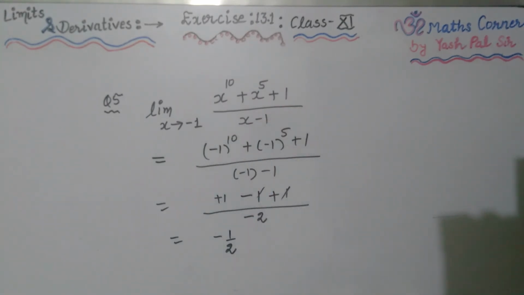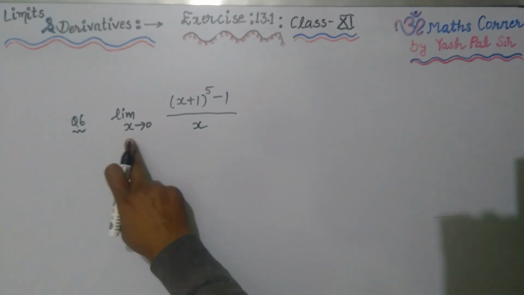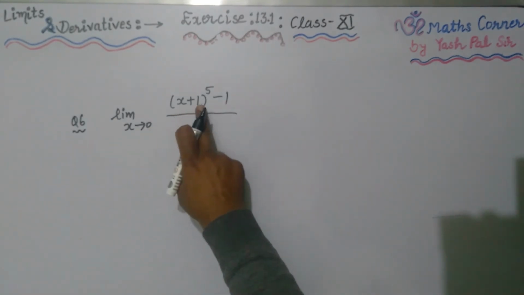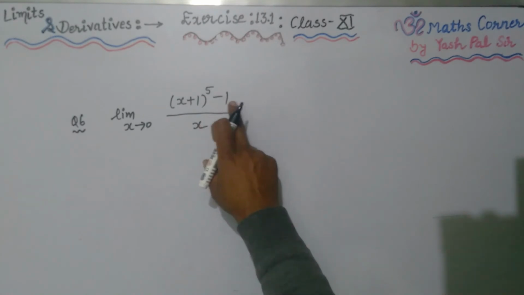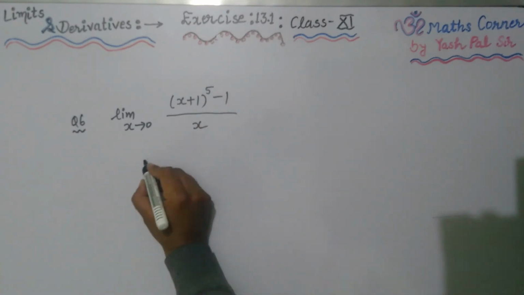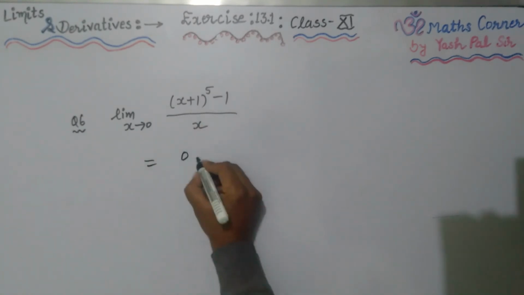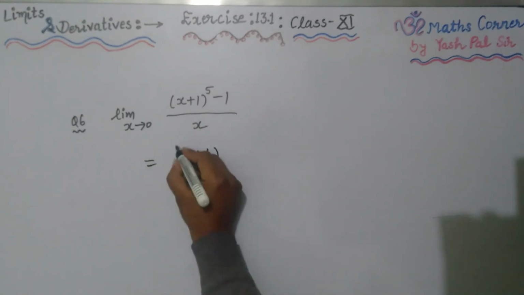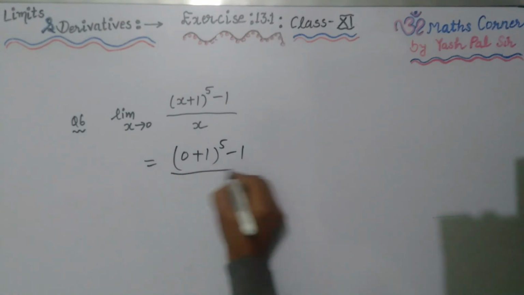Now what is there in question number 6? Next is, this is the question, limit x approaches to 0, x plus 1 whole raised to power 5 minus 1 divide x. So my dear students, here if we directly put x is equal to 0, then what happens? 0 plus 1 whole raised to power 5 minus 1 upon 0.